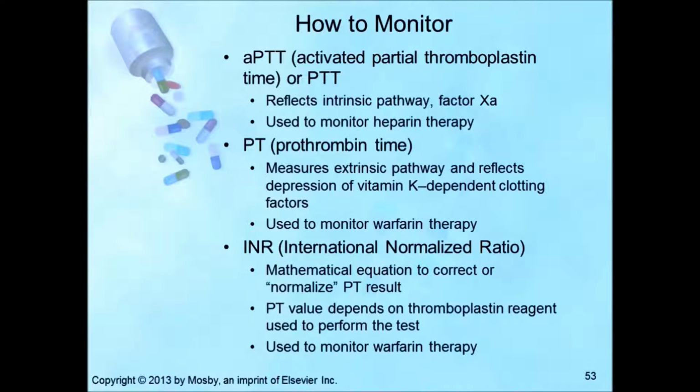The PT, or prothrombin time, measures the extrinsic pathway and reflects depression of vitamin K-dependent clotting factors 7, 10, and 2, and is used in monitoring warfarin therapy. The INR is a mathematical equation used to correct or normalize a PT result. The PT value depends on the thromboplastin reagent used by an institution to perform the tests. Laboratories report both PT and INR when a PT is ordered. This is used to monitor warfarin therapy.